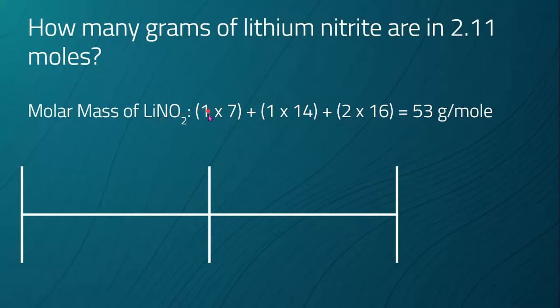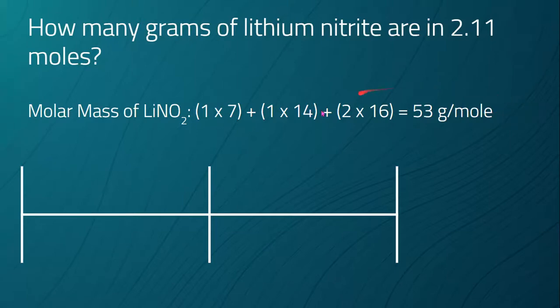I have 1 lithium at 7 grams per mole. I'm getting these numbers off the periodic table, remember. Plus 1 nitrogen at 14 grams per mole, and 2 oxygens at 16 grams per mole each. When I add all that up, I get a molar mass of 53 grams per mole.